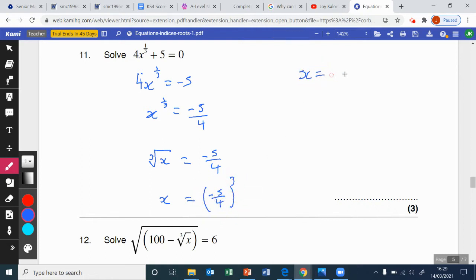So then x is equal to, well, to cube a fraction, we cube the top and we cube the bottom. So that becomes minus 125 over 64. Okay, that's our final answer. Let me just put that over here.